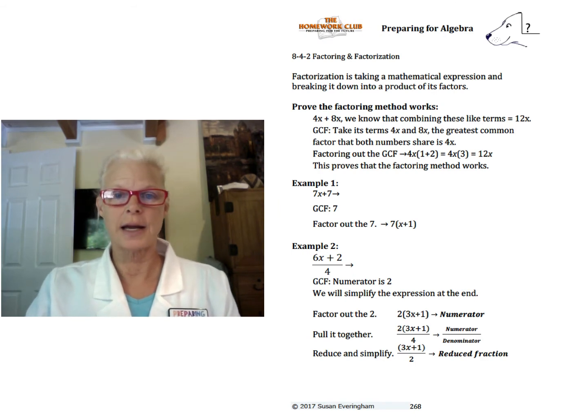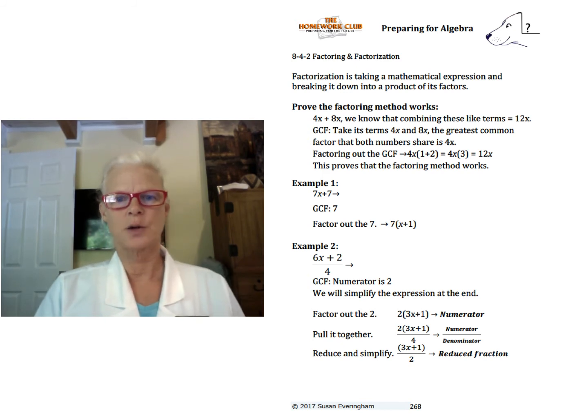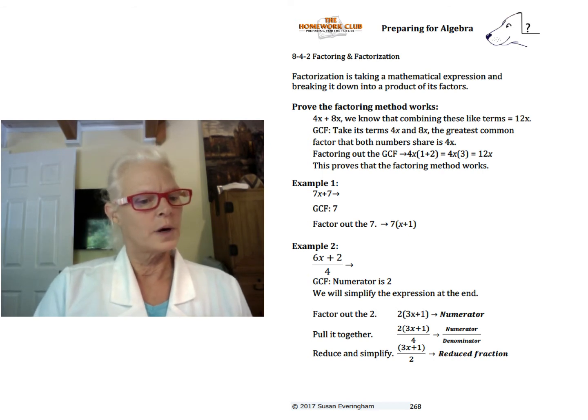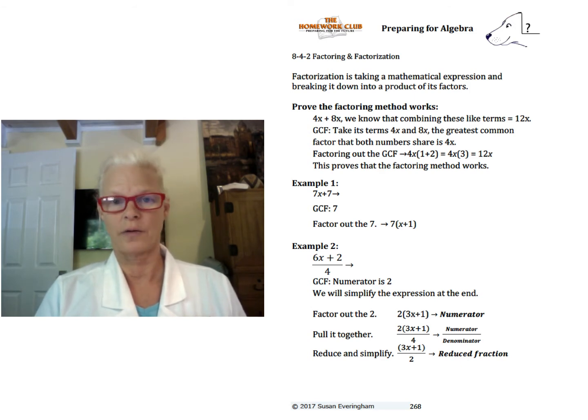Page 268 and page 269 are about factoring. Factoring uses greatest common factors to simplify expressions. Now, the first thing we're going to do is prove that factoring works. So if you've got 4x plus 8x, we've got 12x.